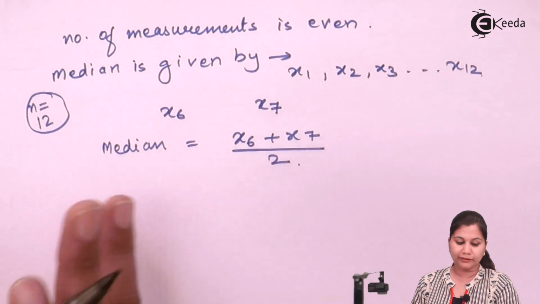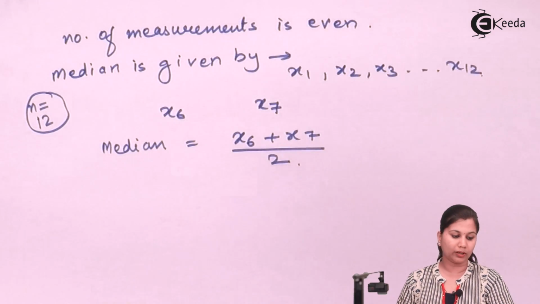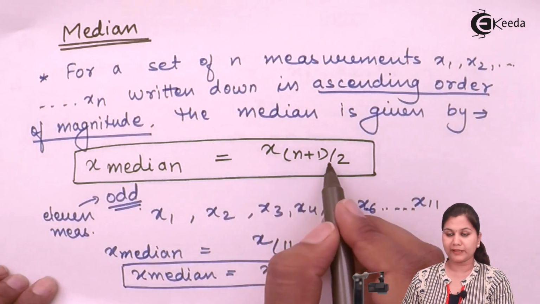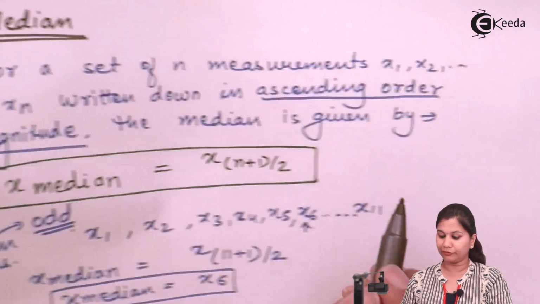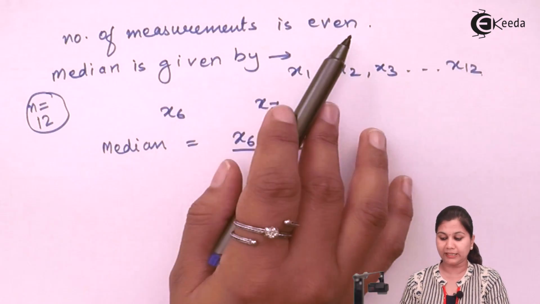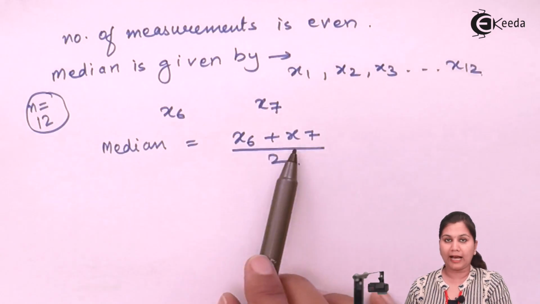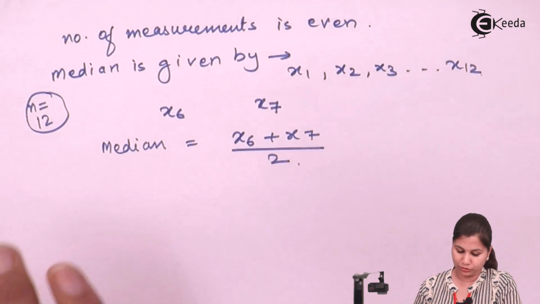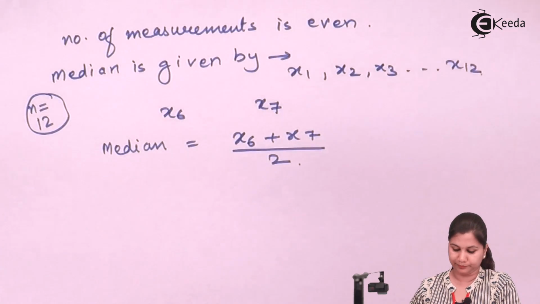So median is equal to (x6 plus x7) by 2. In that way, if the number of measurements is odd, then you have to use the formula x of (n plus 1) by 2, and if the number of measurements is even, then take the average of the middle two readings. So that is called the median.